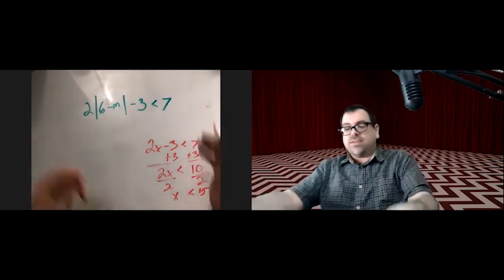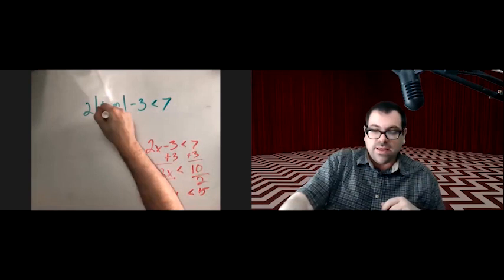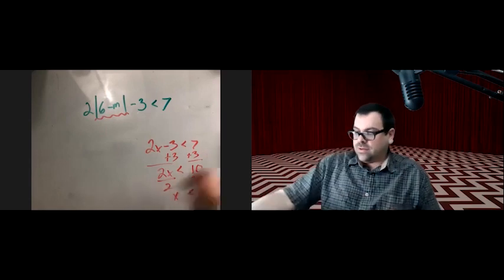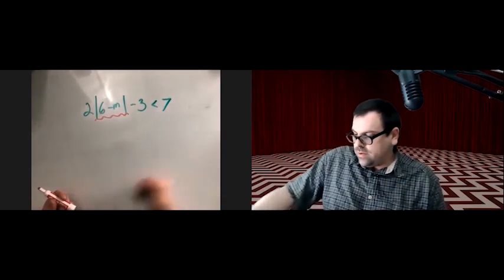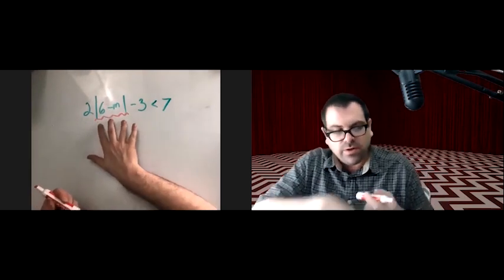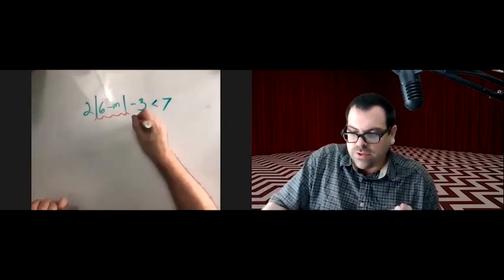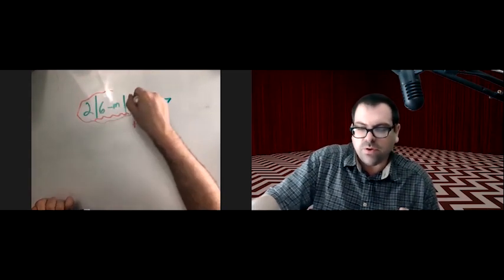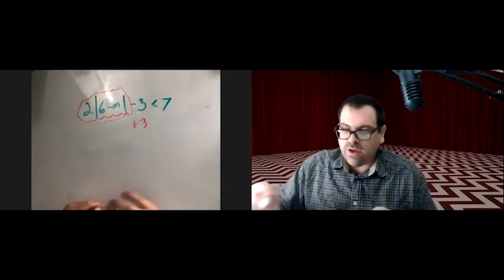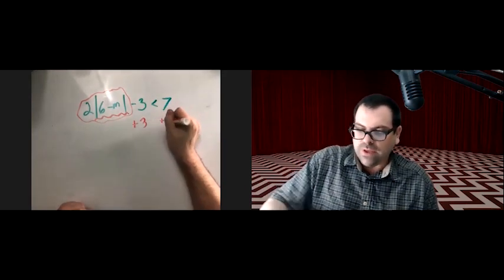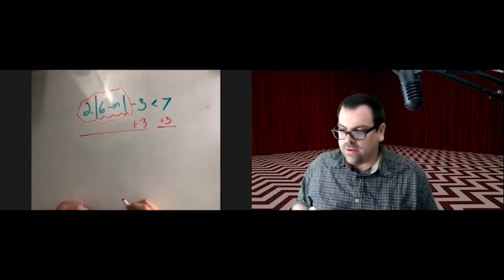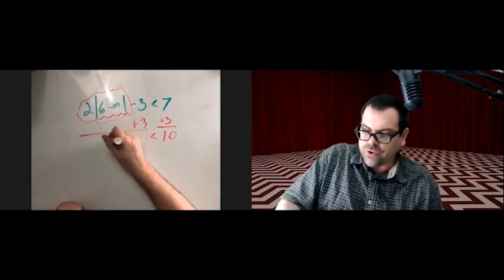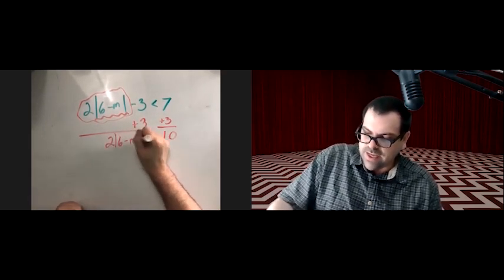We do the same things while we're trying to isolate the absolute value. The same things. It's just like solving for x. So we want to get the absolute value by itself. We've got to get the term with the absolute value in it by itself. Undo minus 3 with plus 3. We're left with 2 times the absolute value of 6 minus m.